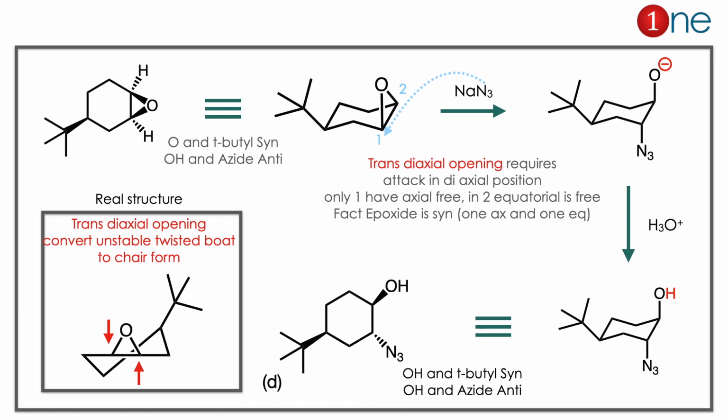Here you have to learn two important things. One is the attack is like an SN2 attack, always on the backside, so the product is always anti. The second thing is the attack needs an axial position. Only position 1 has axial free, position 3 is equatorial free. The attack happens on 1, not on 2.